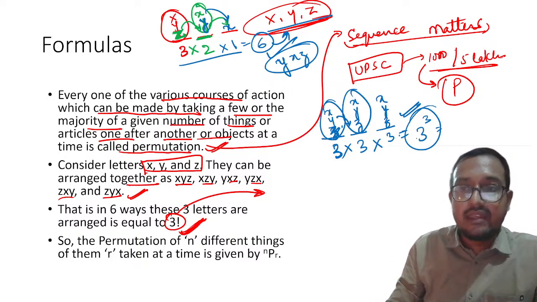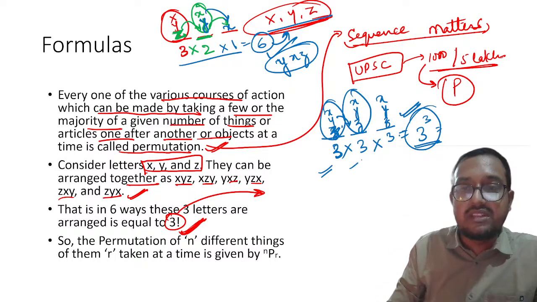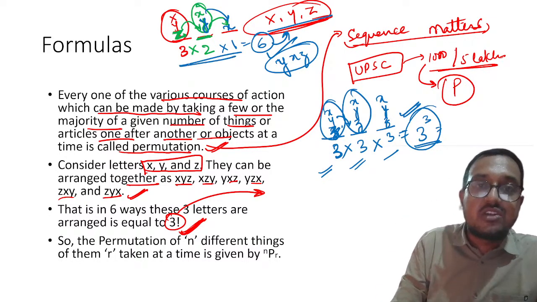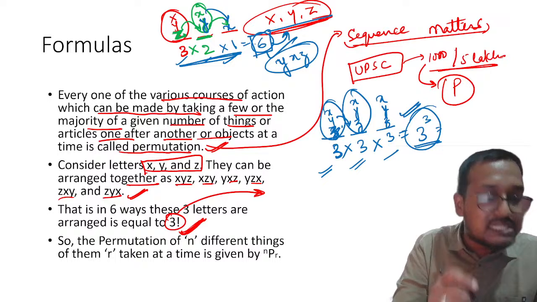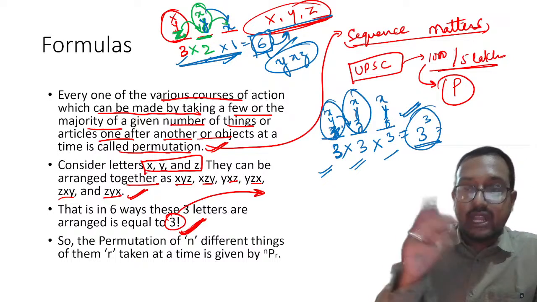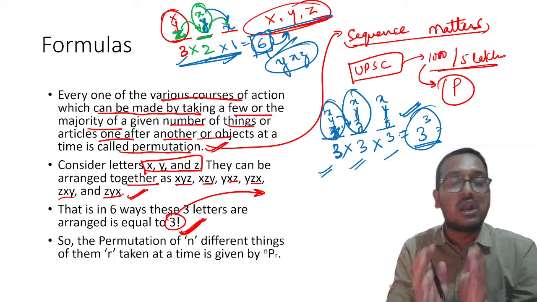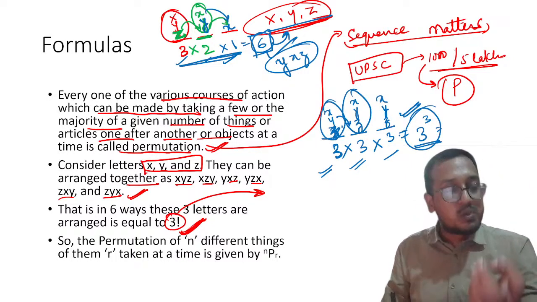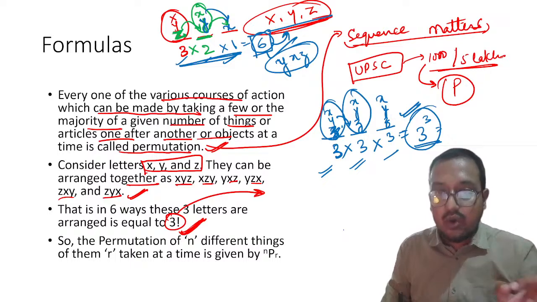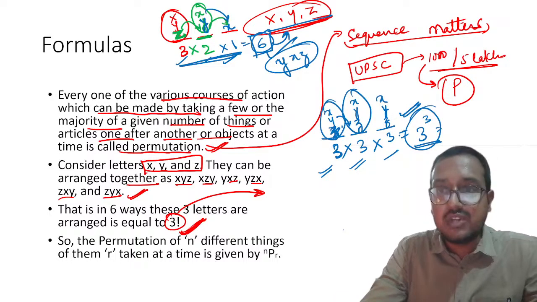Understood? So please remember, if repetition is allowed, it will be 3 into 3 into 3. If repetition is not allowed, then 3 into 2 into 1. So that is why 6. Please remember, all these things will form the basics of probability, where you have to pull out a card from a deck of 52 cards. So there, these concepts will again be very much helpful. So please don't take them lightly. If there is any doubt, please comment. I will repeat it. Understood?